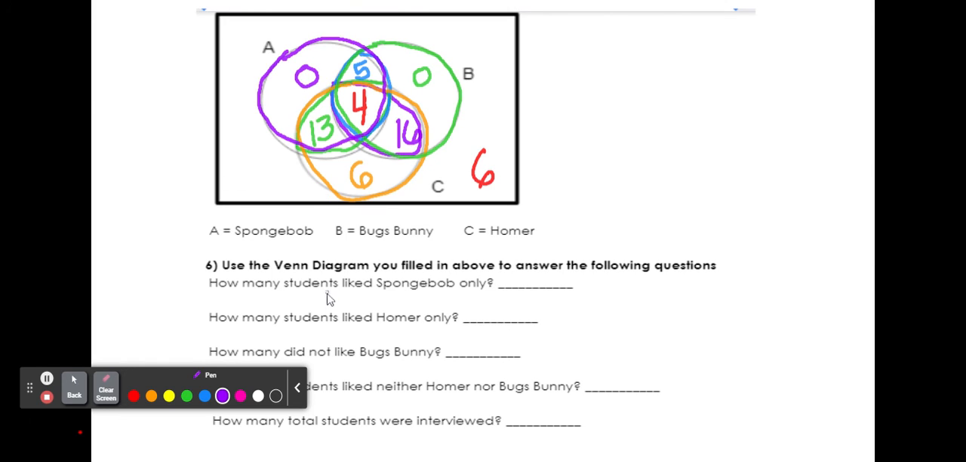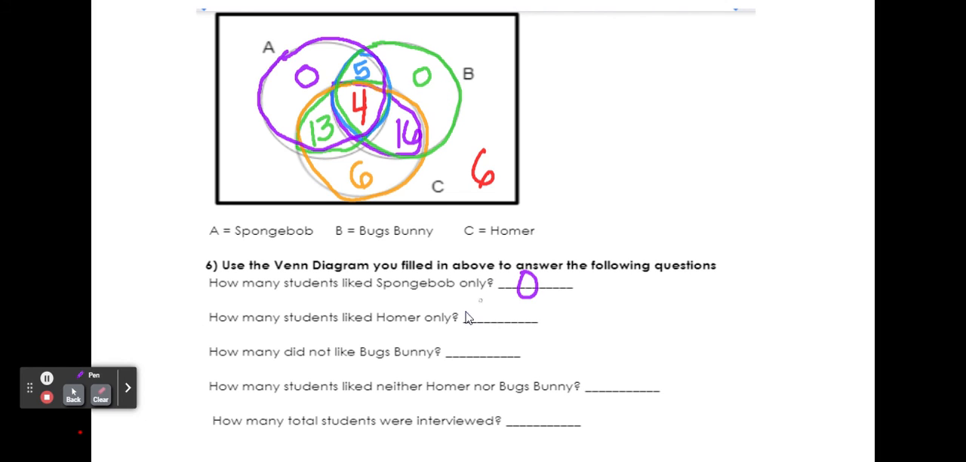Now that I have my numbers here, I can answer these questions. How many students liked SpongeBob only? SpongeBob only is just this part, right? So that's going to be 0. There were no students that liked SpongeBob only. Oh, wait, SpongeBob was A, sorry. Over here, A. All right, how many students liked Homer only? Homer is C, so I'm looking down in this part, and there were 6 that only liked Homer.